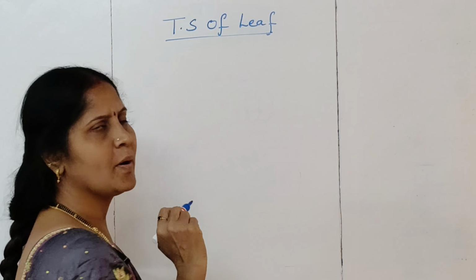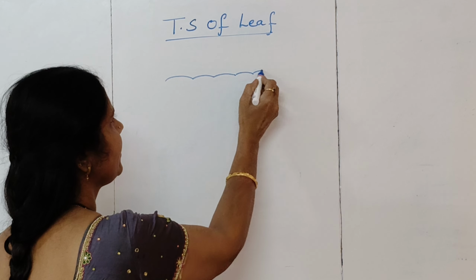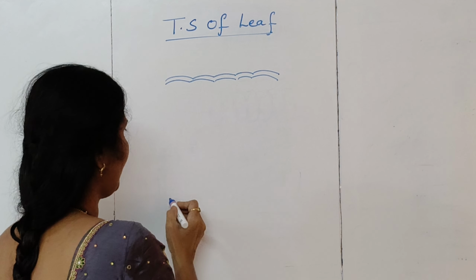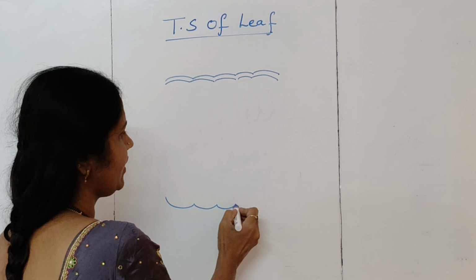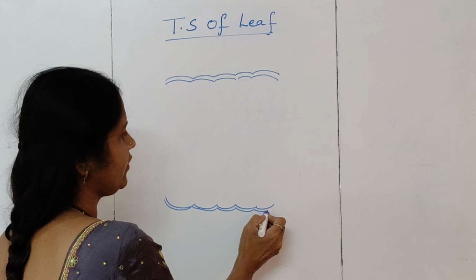So when we think about the TS of the leaf, you have first what is called as the cuticle layer on the top, like this. We have cuticle layer on the top, and also at the bottom you can represent it like this. So this is the cuticle layer what we are drawing.